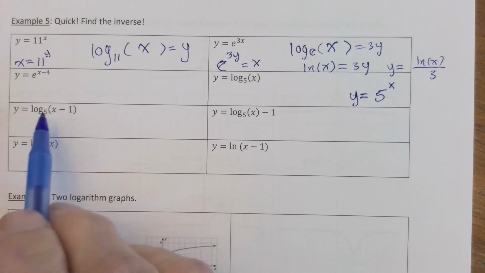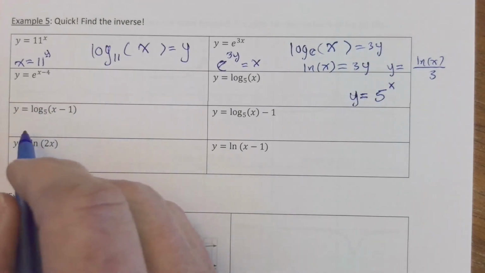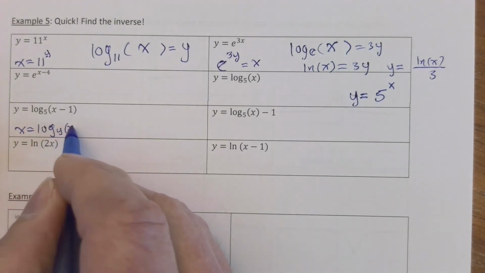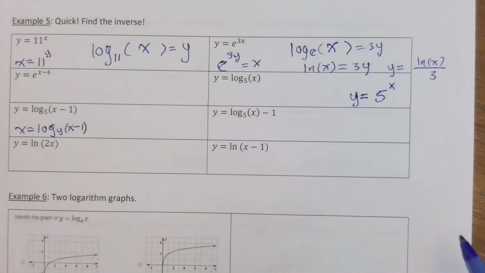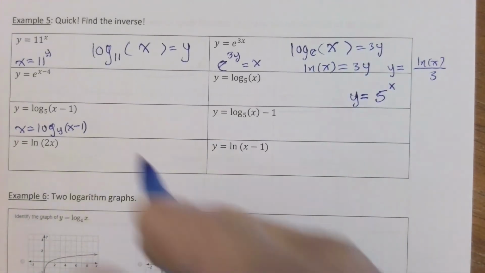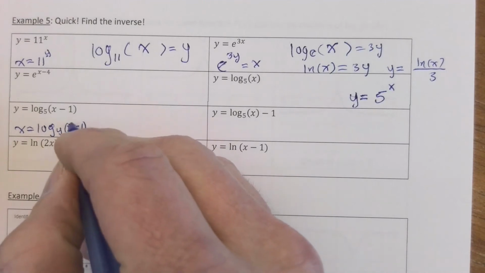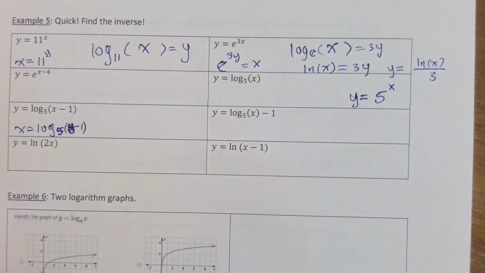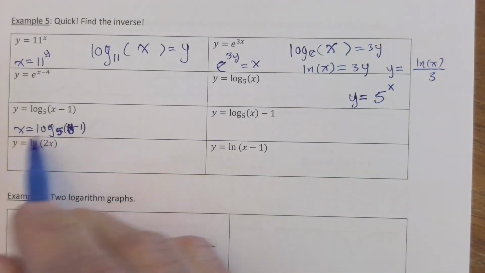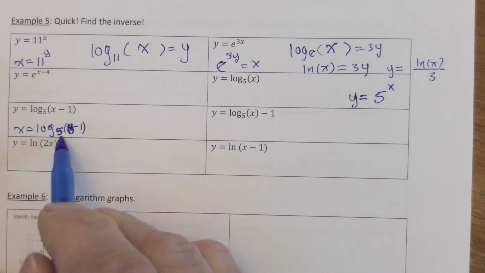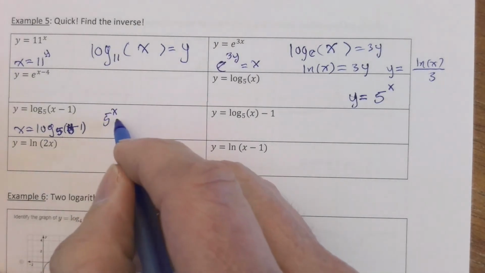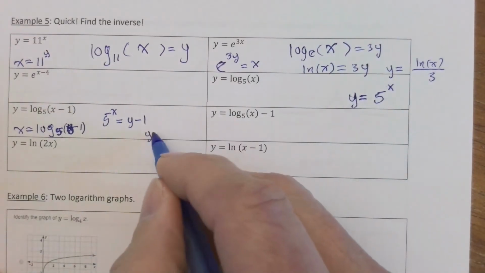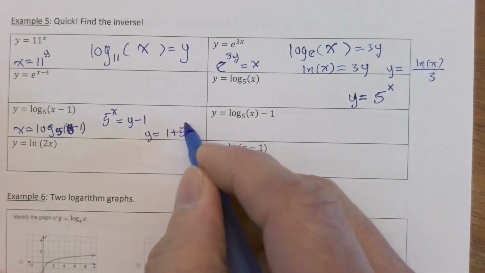I can go through all the steps where you trade places with x and y and write something like this. X equals base 5 log of y minus 1. Okay, got a little carried away. Well, the base 5 log of y minus 1 equals x means that x is an exponent you can put on 5 to make whatever's inside the log. And then you just add 1 to both sides and you're done. So y equals 1 plus 5 to the x.